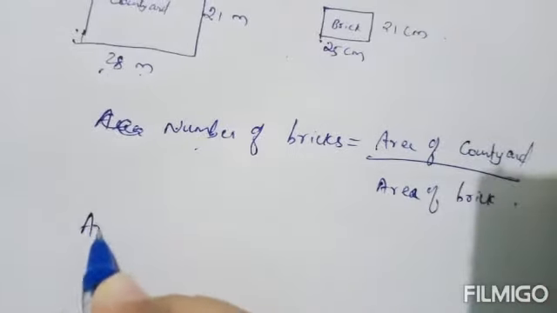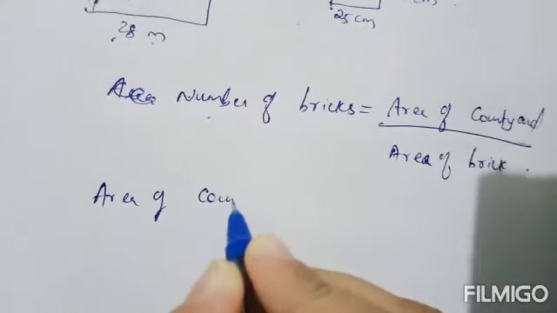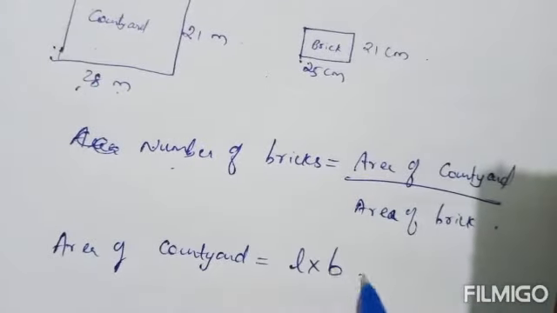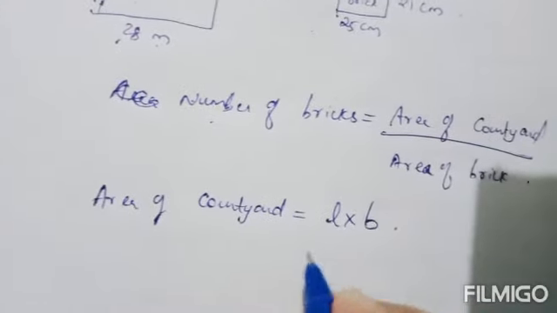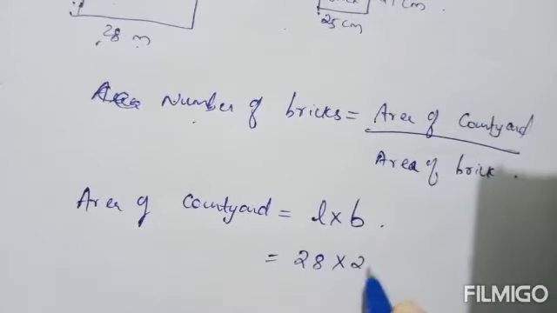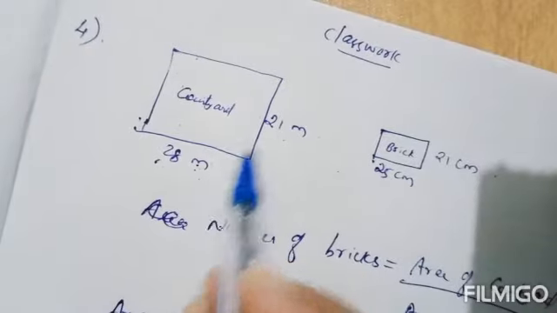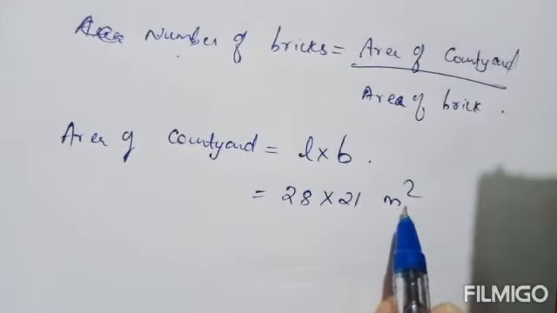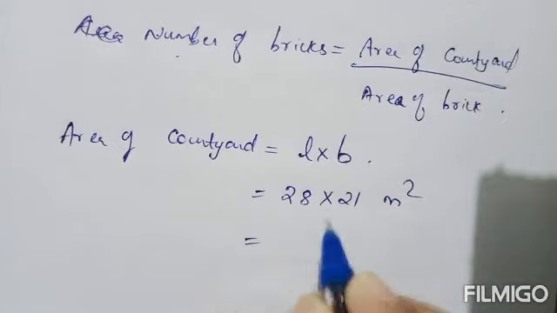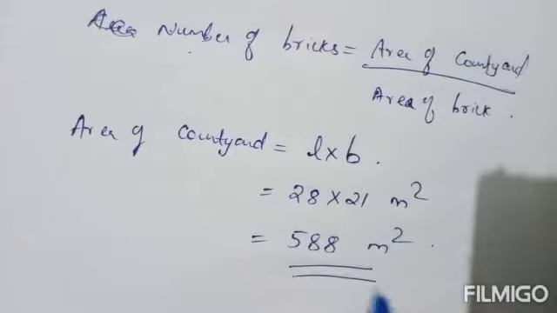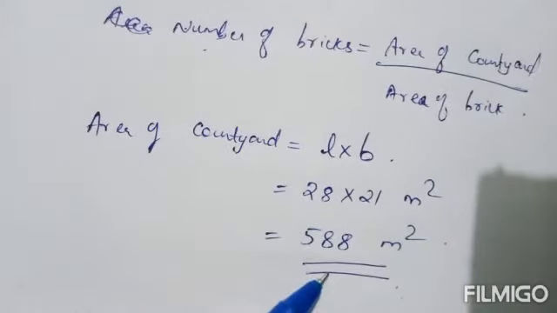Now we can find the area of courtyard and area of brick. The area of the courtyard, it is rectangular in shape, length and breadth are given. So for area of rectangle you can use the formula L into B, length into breadth. That is 28 into 21 meter square. Here the courtyard's length and breadth are given in meter, so the unit will be meter square. Area's unit is meter square or centimeter square. So 28 into 21 you will get 588 meter square. This is the area of courtyard.